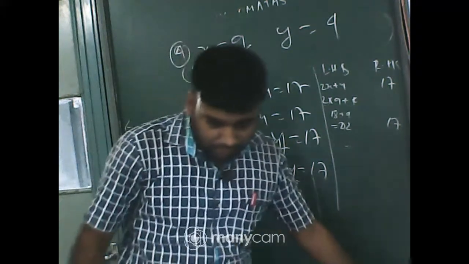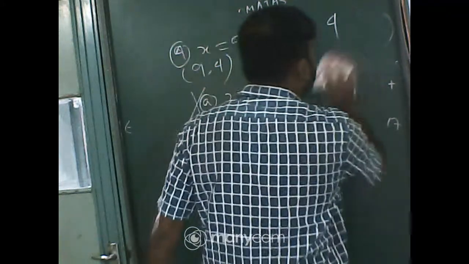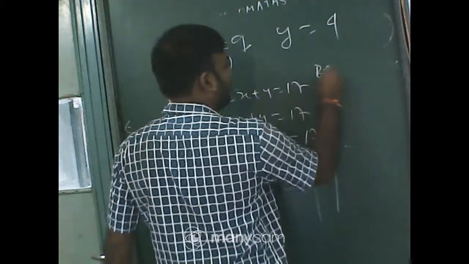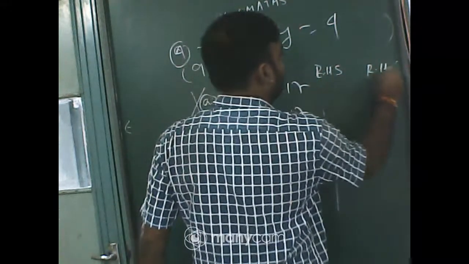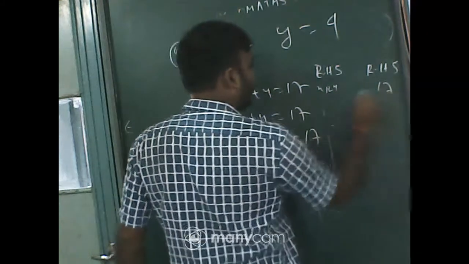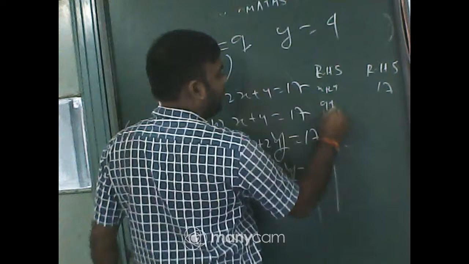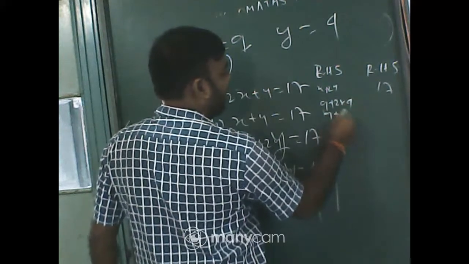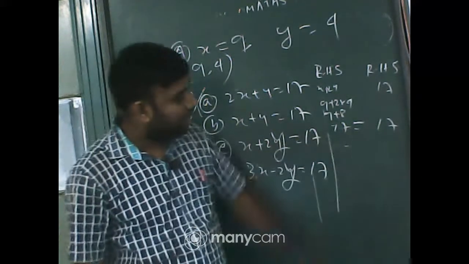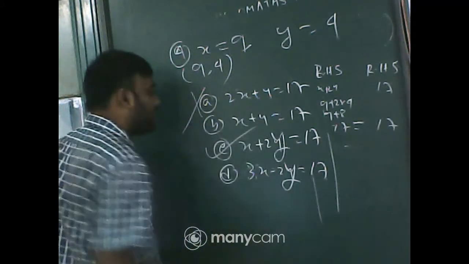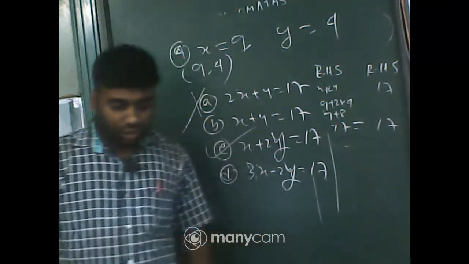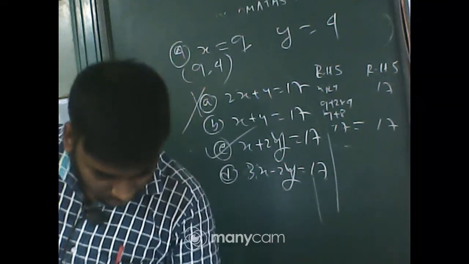Placing 9, yes, very good. In this way you will check. I am just checking option C. Left hand side x plus 2y and right hand side 17. In place of x, that is 9 plus 2 into 4, so 9 plus 8 is 17, and right hand side is also 17. 17 equal to 17, so option C is the correct answer. Got it, everyone? Yes or no? Quickly answer it.